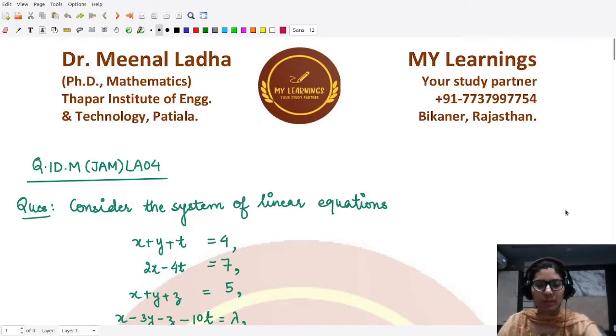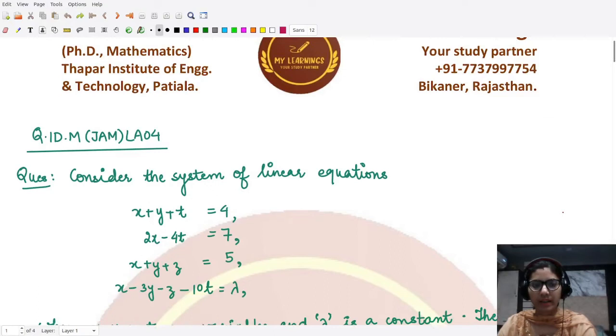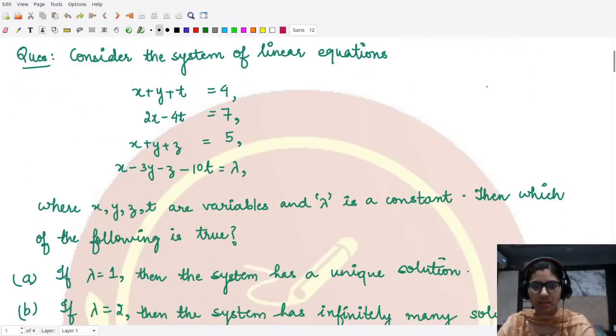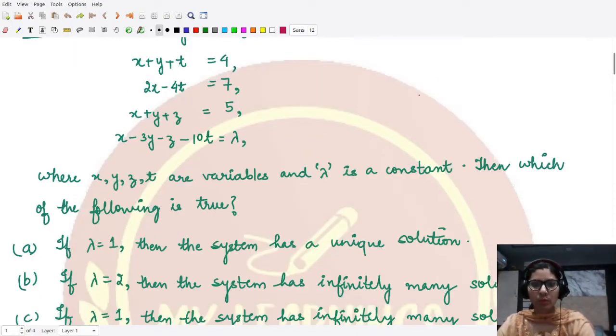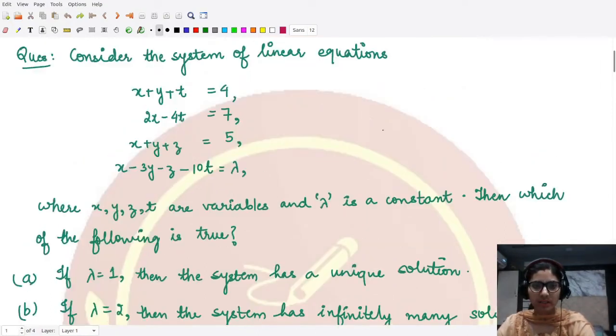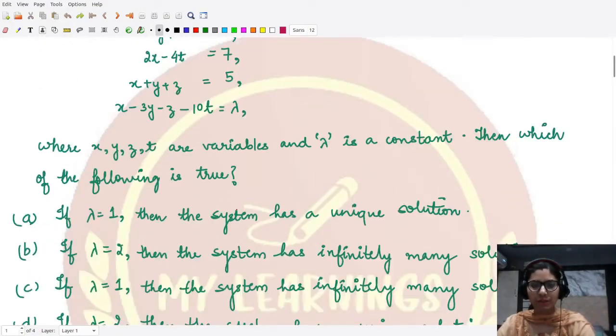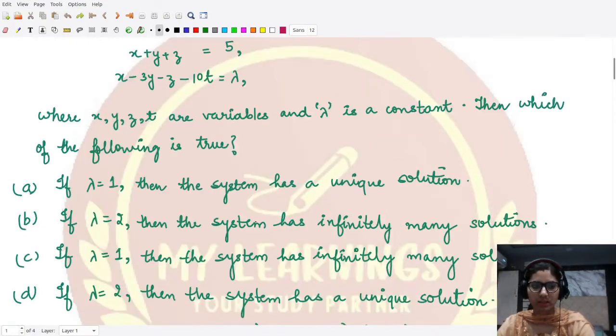In this video, we'll be looking at another question from IIT-JAM 2022. In this question, they are asking, if we are given a system of linear equations. So here we have x, y, z and t as 4 variables and 4 equations are given to you. Depending on this value of lambda, for which value of lambda do we have the following option correct.